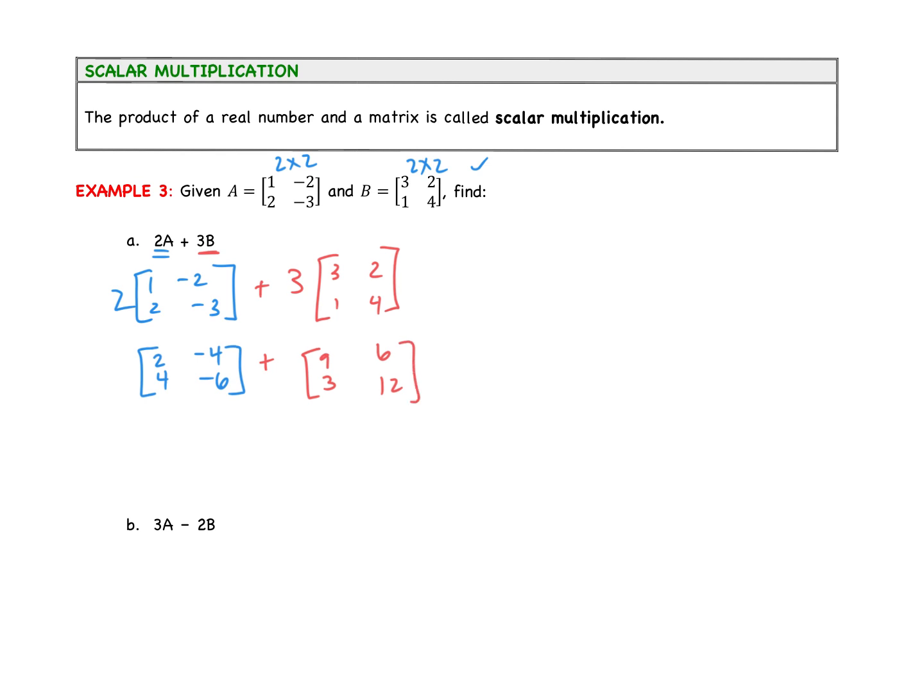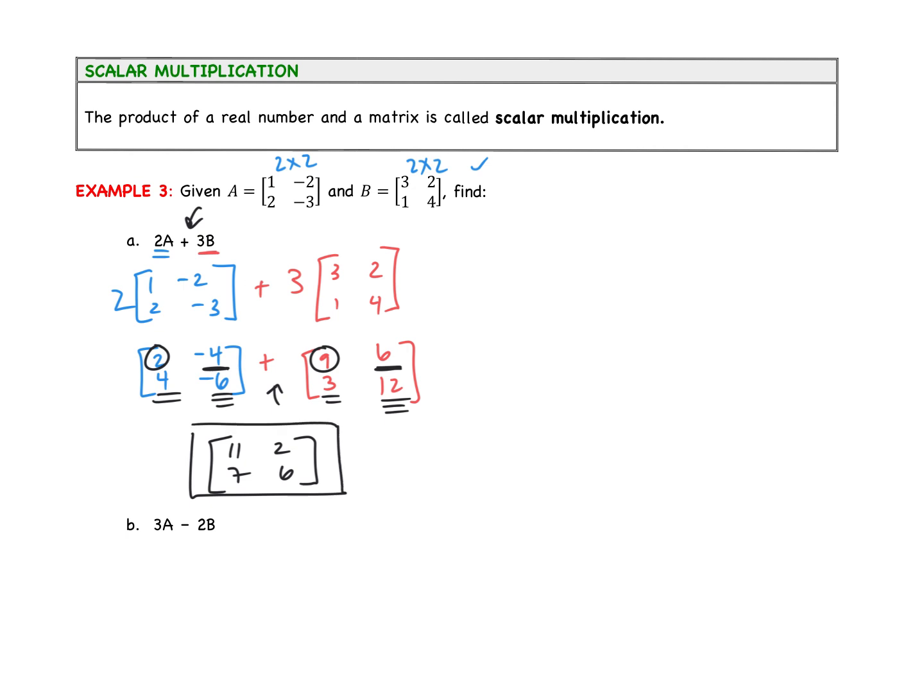And then lastly, we have to add. And remember, we're just following order of operations. We have to multiply before we can add. So that's why I dealt with the 2 and the 3 first. Multiply first, then add. When we add, we're just adding corresponding elements. So 2 add 9 would give me 11. Negative 4 add 6 would give me 2. 4 add 3 would give me 7. And then negative 6 and 12 gives me positive 6. So that's my answer. And again, we got a matrix that was 2 by 2, 2 rows, 2 columns, which should not surprise us because that's what we started with.